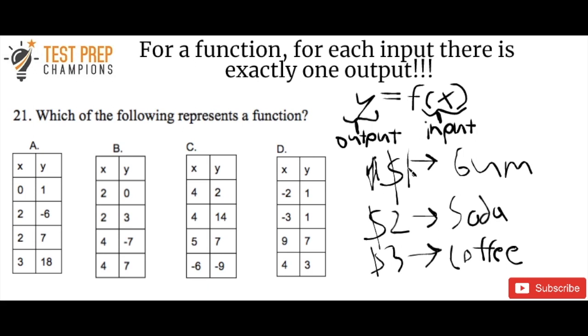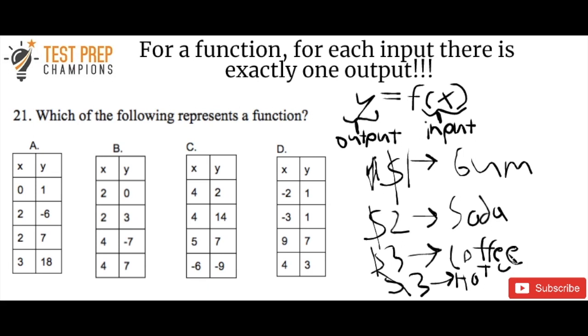So the idea here is that for each input, you get a unique output, right? Let's say you give the store person $1. You get out a pack of gum. Your output's gum. You put in $2, you get out a soda. You put in $3, you get coffee. Okay? And the point is, you could never have $3 get you a coffee and then $3 also gets you hot chocolate, right?